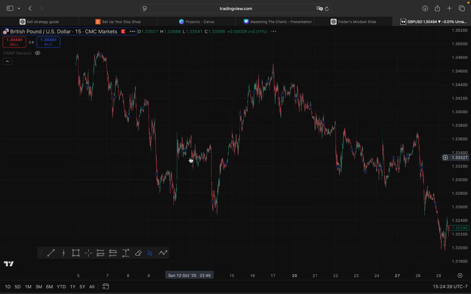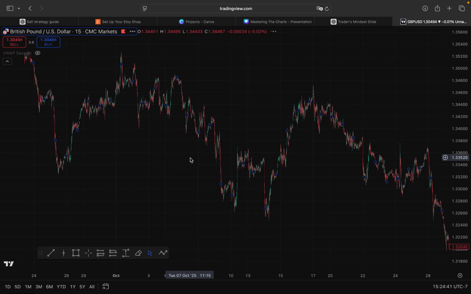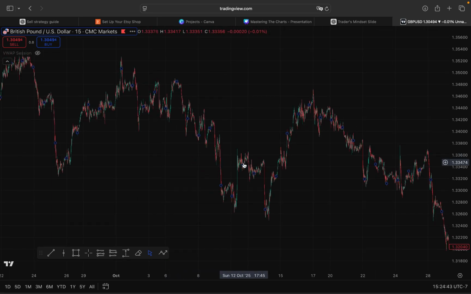So we drop down to the 15-minute time frame, right? Just so I can show you guys exactly what I'm talking about here. You see how the market on the 15-minute time frame is forming this downtrend, right? You can see it's forming these lower lows, lower highs. Lower low, lower high, lower low, lower high, lower low, lower high, lower low, right?